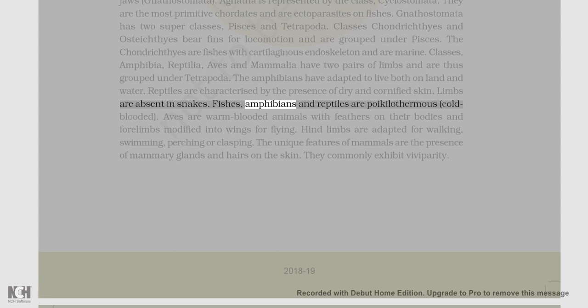Fishes, amphibians, and reptiles are poikilothermous, cold-blooded. Aves are warm-blooded animals with feathers on their bodies and four limbs modified into wings for flying. Hind limbs are adapted for walking, swimming, perching or clasping. The unique features of mammals are the presence of mammary glands and hairs on the skin. They commonly exhibit viviparity.